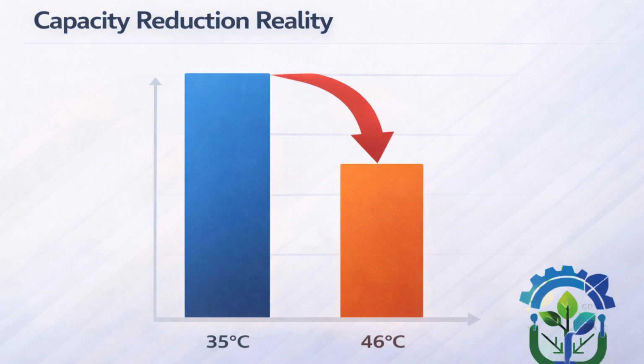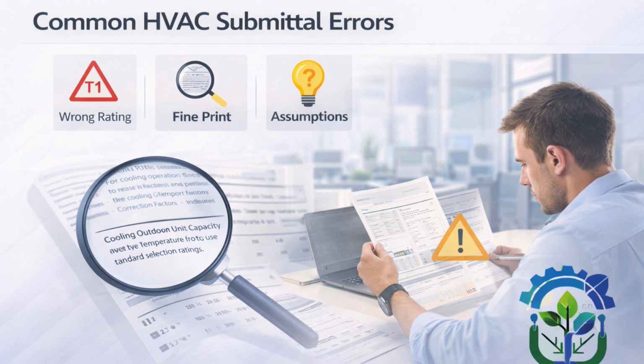Ignoring this leads to cooling complaints, higher energy bills, and frequent breakdowns. Let me be very clear here. Most HVAC submittal rejections do not happen because contractors are careless. They happen because T1 catalogs are submitted for UAE projects, performance is quoted at 35 degrees, electrical loads are underestimated, and catalog footnotes are ignored.